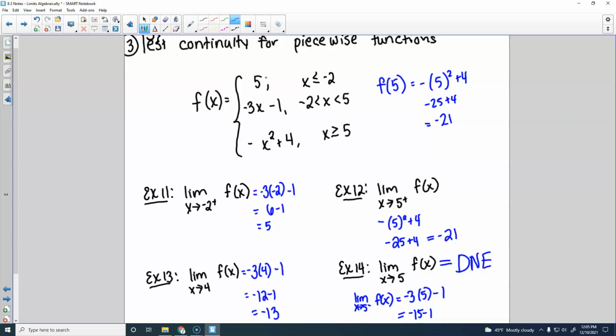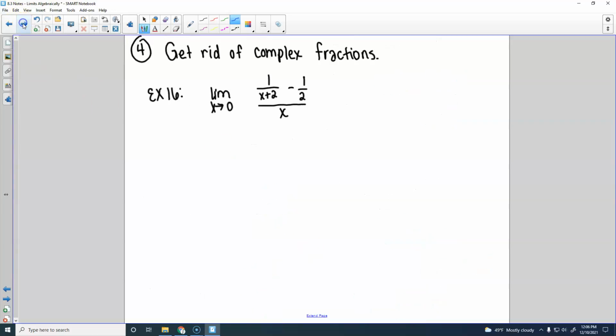All right, questions? Yes. So f of a number, you're just going to find the section that it applies to. So like f of 5 right here, it would go with this bottom one because this is x is greater than or equal to 5. So you plug into that equation. All right, questions? Okay. So piecewise functions, you just got to know which pieces to check.